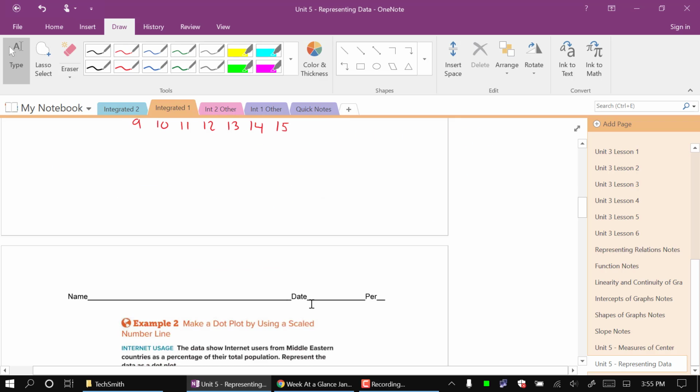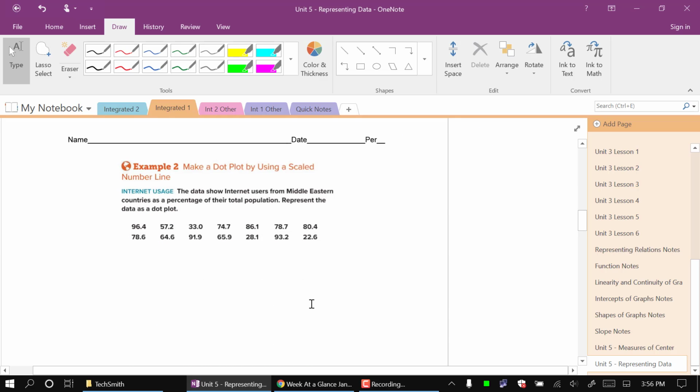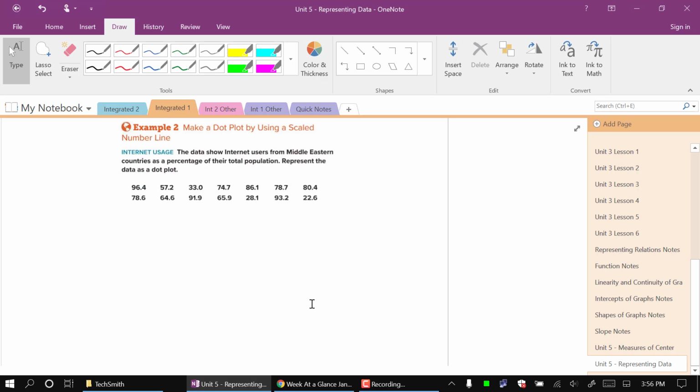Let's take a look at example 2. Again, we want to create another dot plot here. And this time we do have what we're talking about. This is the data in the Middle East by percentage. So we want to first start by writing the numbers from least to greatest. Then we're going to make our number line. And then after we make our number line, we're going to plot how many times each of those numbers show up.